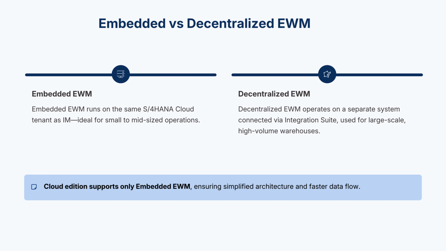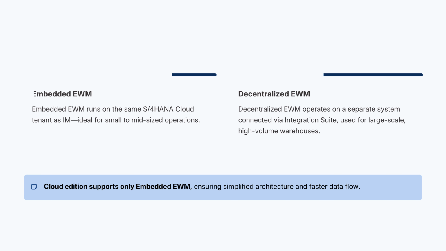Embedded versus decentralized EWM. In the cloud world, we distinguish between embedded and decentralized EWM. Embedded EWM runs within S/4HANA Cloud itself, suited to small and mid-size warehouses where simplicity and speed are priorities. Decentralized EWM runs on a separate instance connected through Integration Suite, reserved for very large or high-volume operations. Public edition customers always use the embedded version, ensuring tight coupling and zero interface lag.